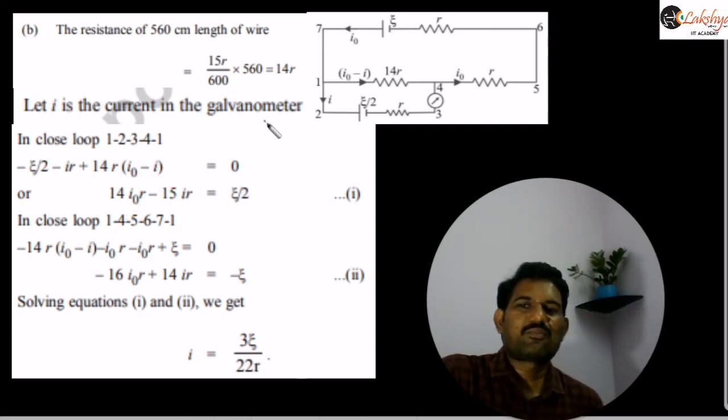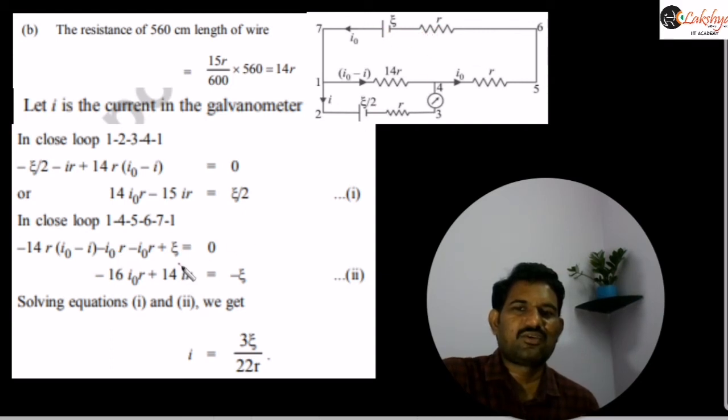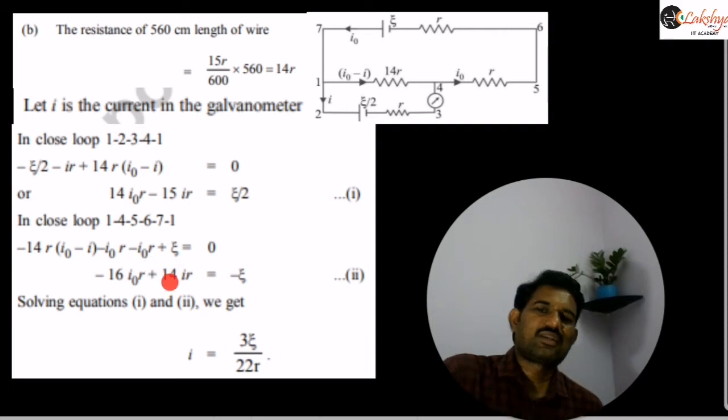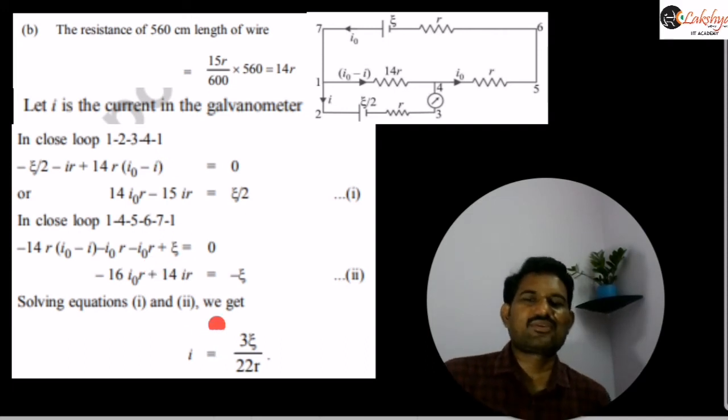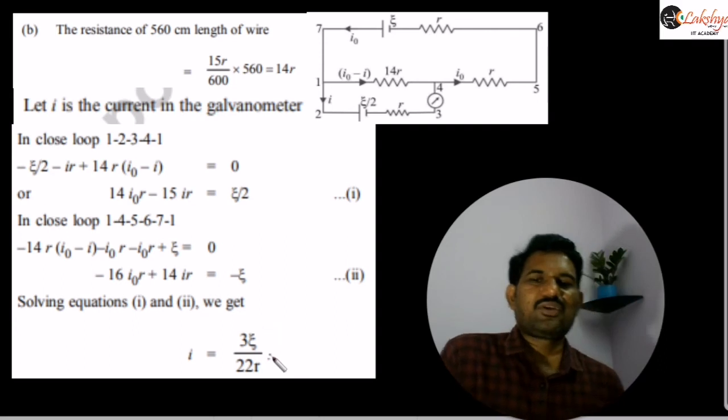Next we apply it for the loop 1, 4, 5, 6, 7. That means for the primary circuit. So minus 14R into I minus I naught minus I, and here you will get minus I naught into R, and again minus I naught into R, plus E. You will get another equation here. By solving these two equations you can find the I value as 3E by 22R.